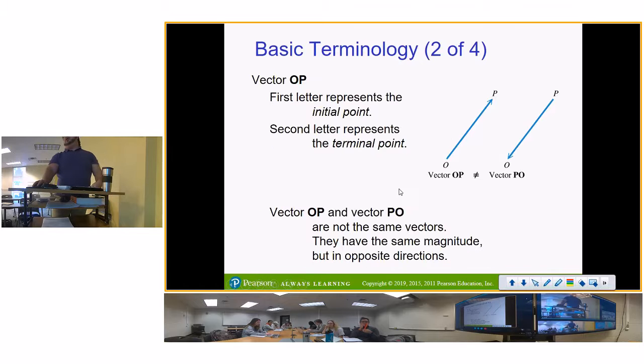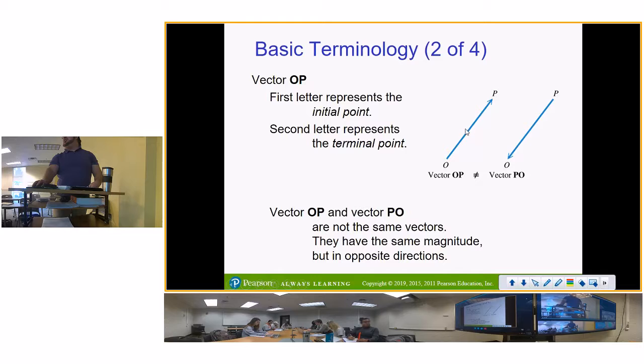All right. Vector OP, vector OP. What comes first in the alphabet? O, so it goes first. That's the lettering of a vector. Vector OP is not the same as vector PO. Vector PO is going in the opposite direction. So this is the negative vector to the positive vector.